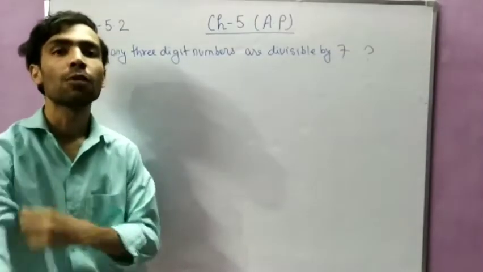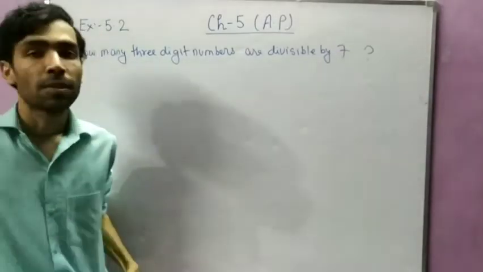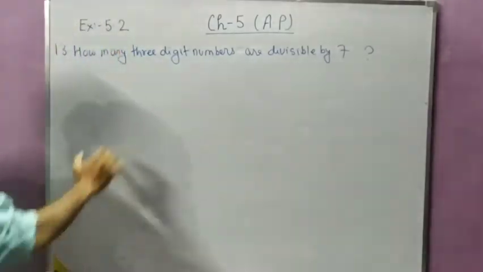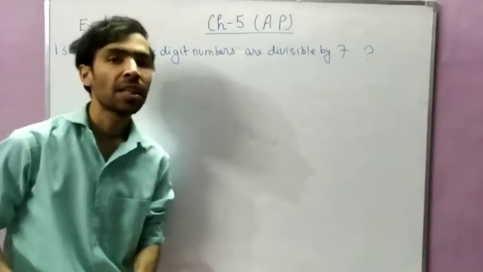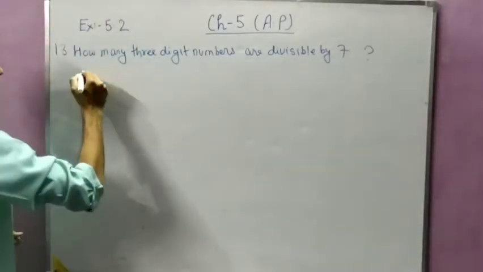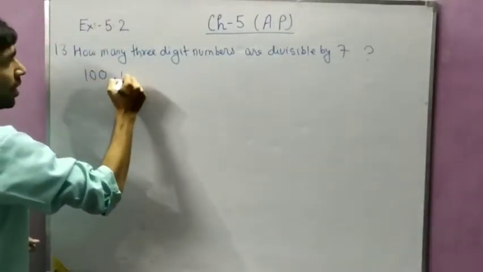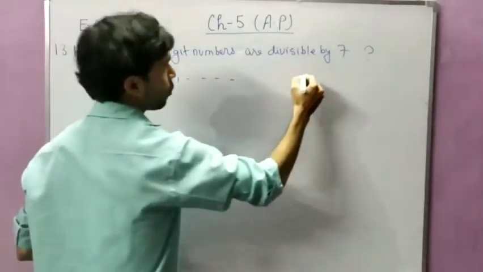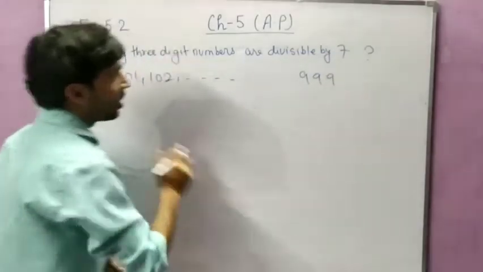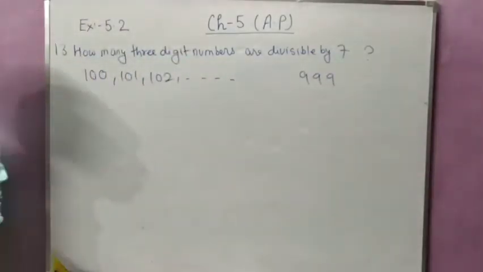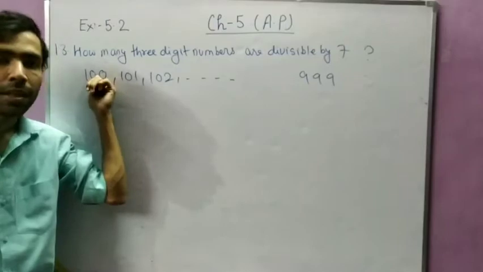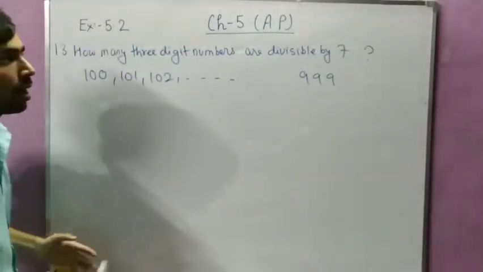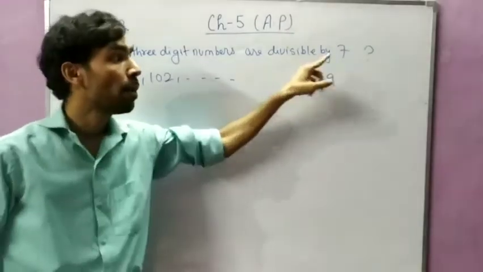It means you have to count the number of 3-digit numbers. So we have to find the value of small n. See, 3-digit numbers start from 100, so 100, 101, 102, up to 999. These are known as the 3-digit numbers. 3-digit numbers start from 100 and end with 999. So between them, how many 3-digit numbers are divisible by 7?